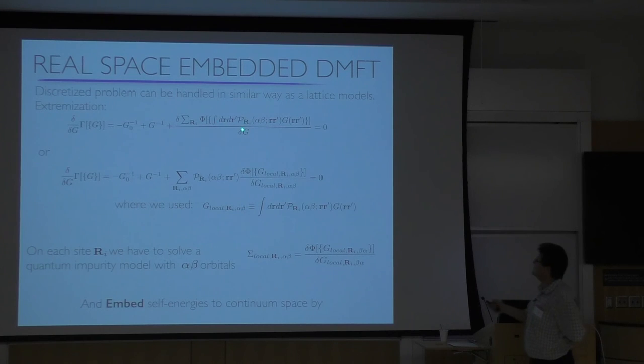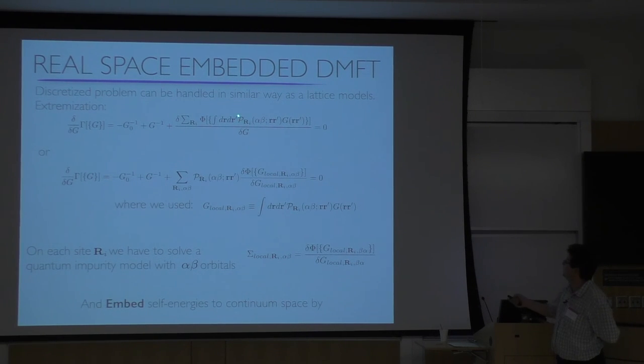Now, once we define this projector, from now on I'm going to call it P of R i, written in some discrete basis alpha, beta. Once you have this written down, you apply it to the Green's function, and you get G local. So G local is the integral of this projector times the Green's function over the full space. This is what we call G local. Then you insert this into your phi. That's the approximation that we are doing. So phi is a function of this G local only. And in order to get the equations, you need to take the derivative with respect to the full G.